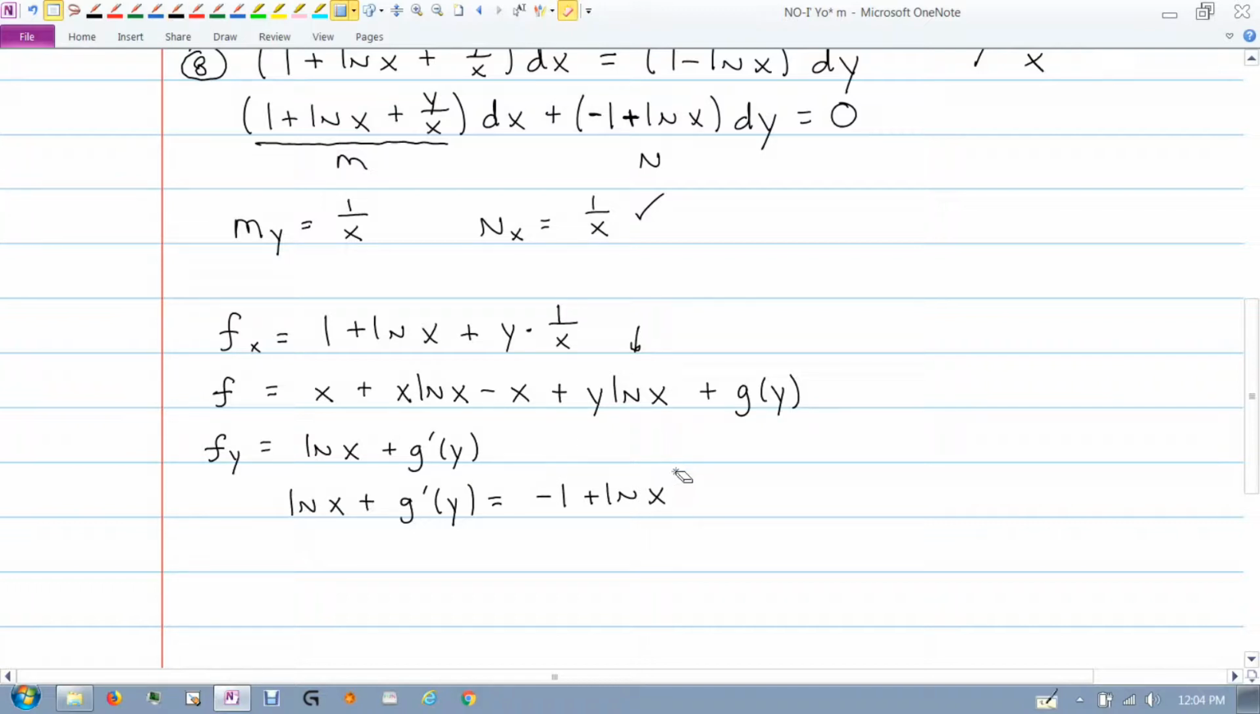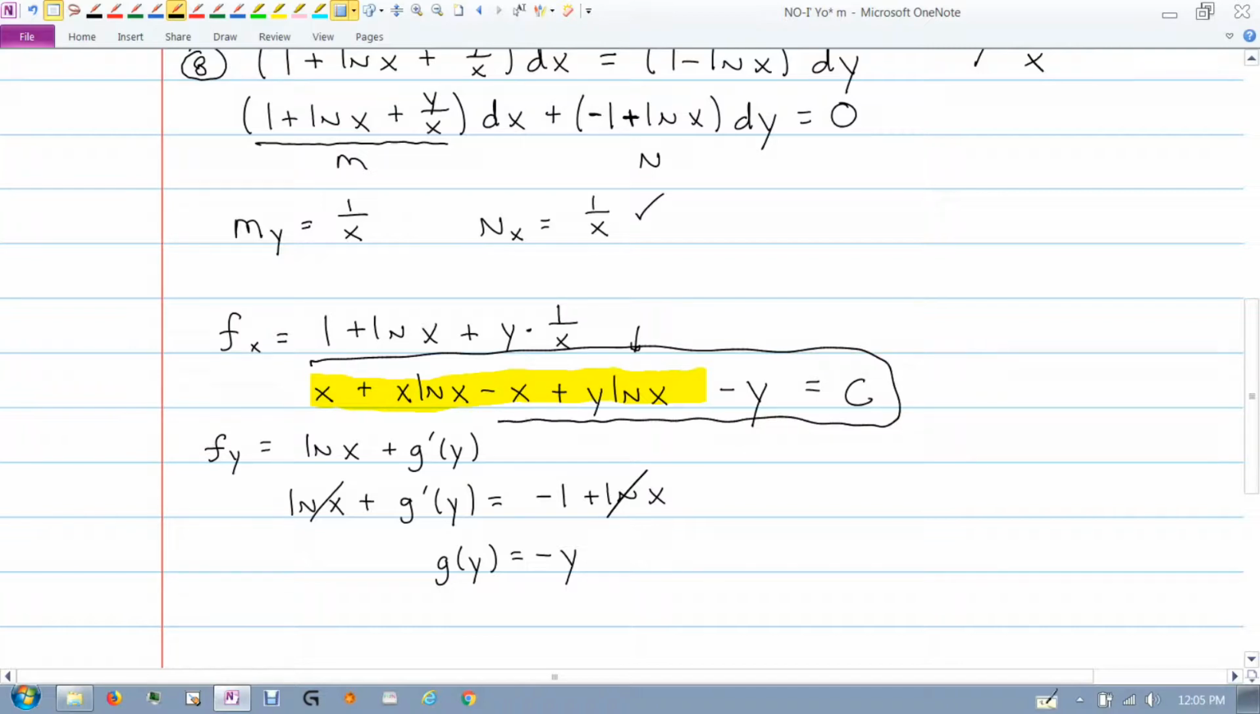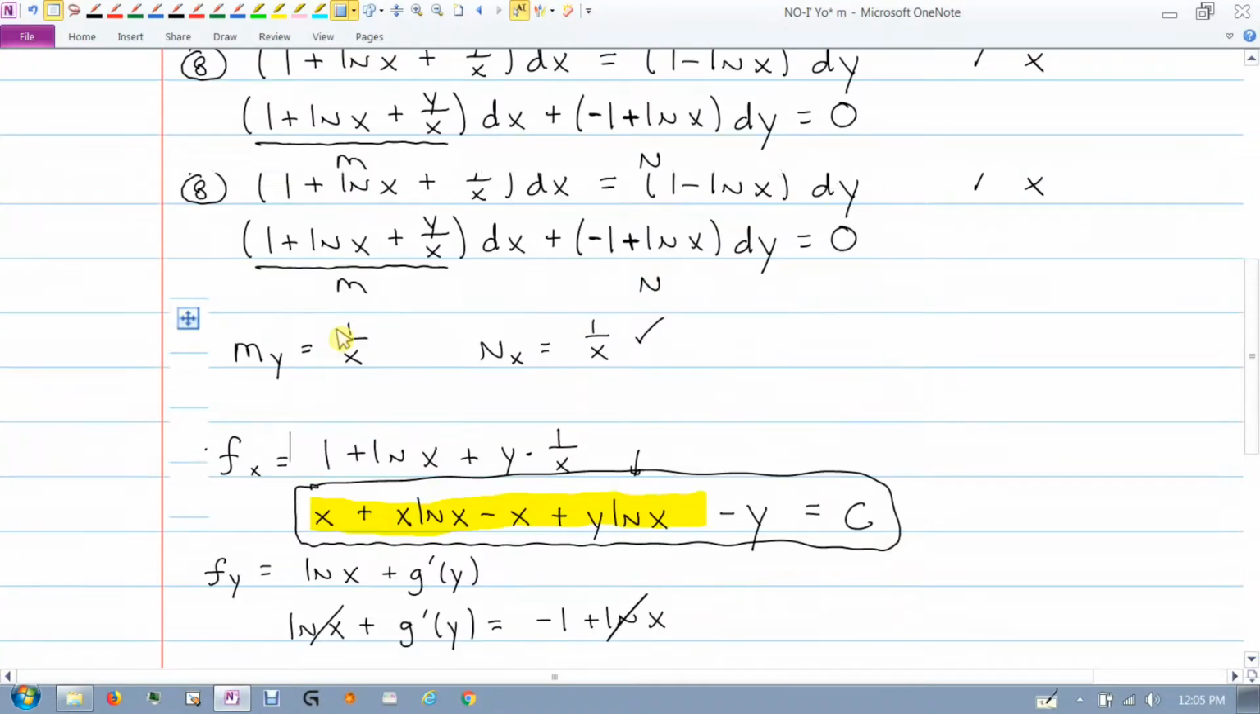So you can see that the natural logs cancel, so g prime of y equals negative 1, which means when we take the antiderivative we just get negative y. So our answer is going to be this, and then plus negative y, so I'm going to cheat here. It's going to be just minus y, and then we need that to be equal to some constant. Let me erase the f out here. So this is the equation. That equation satisfies this differential equation up here.